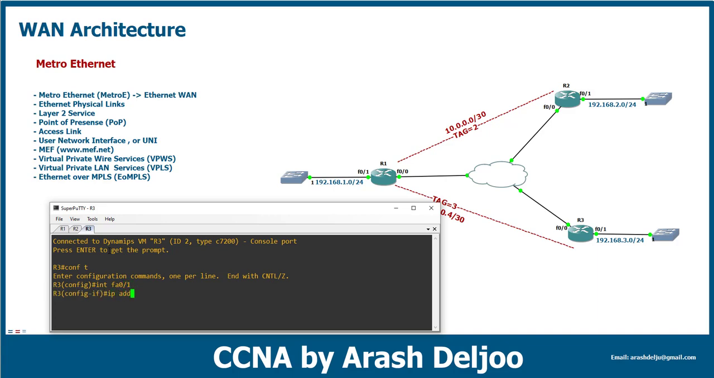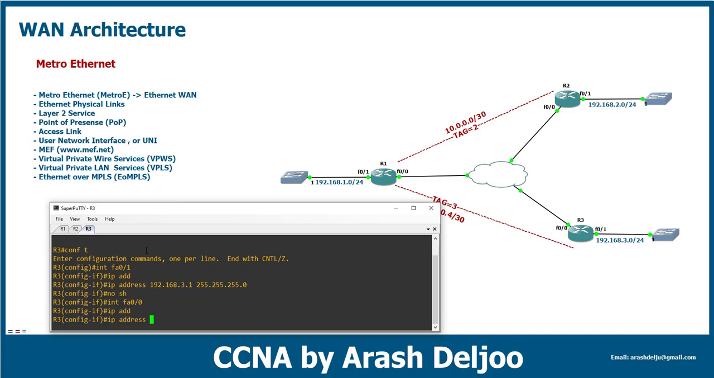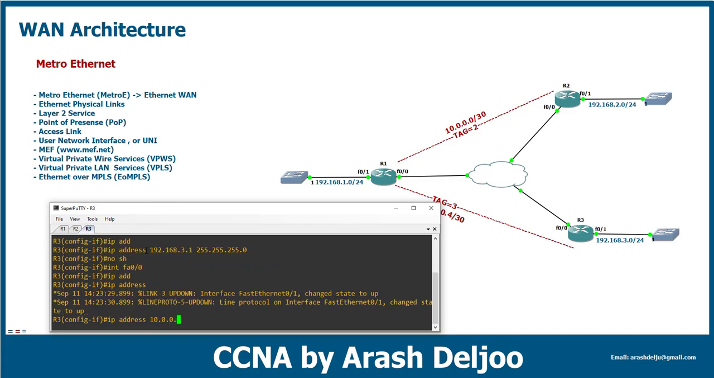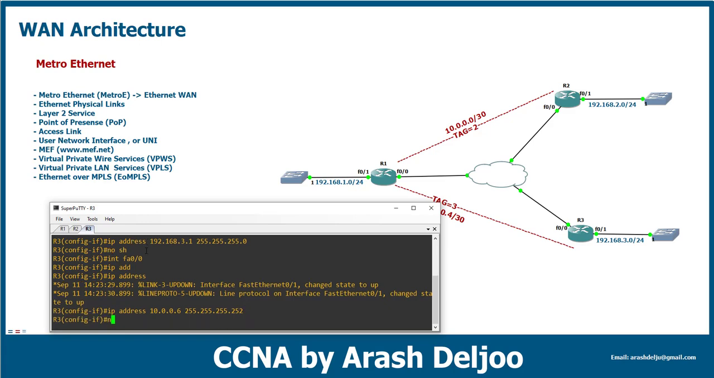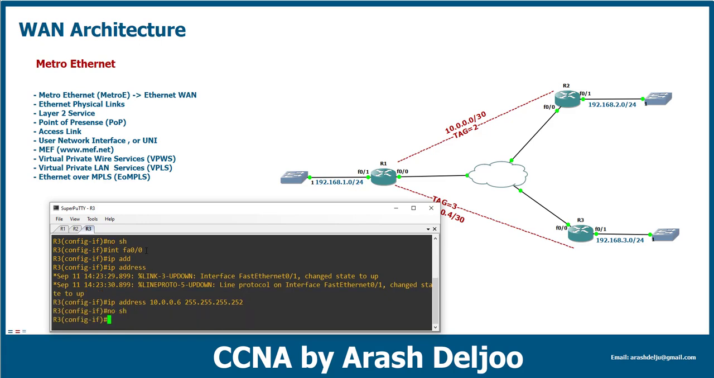101. IP address is 192.168.3.1, 255.255.255.0, and then no shutdown. Interface FastEthernet 0/0, IP address is 10.0.0.6, 255.255.255.252, and then no shutdown. That's it. Now we need to enable one type of routing protocol.